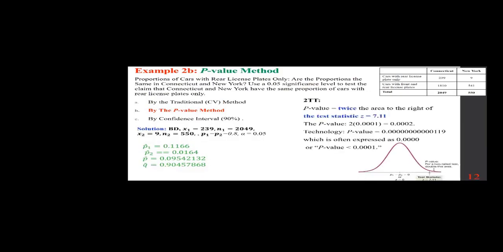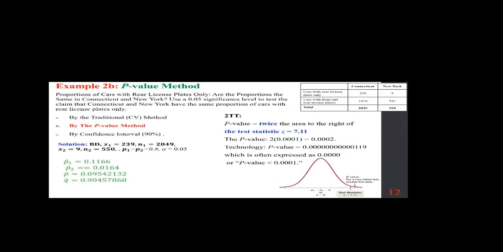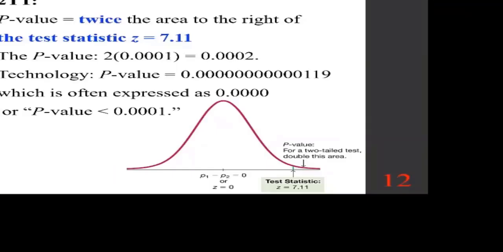So I want you to look at the area first. Area to the right of 7.11. So we are looking at this area. And why are we multiplying it by 2? Because it's a two-tail test. It's extremely small. If you look at the technology, it's almost zero.